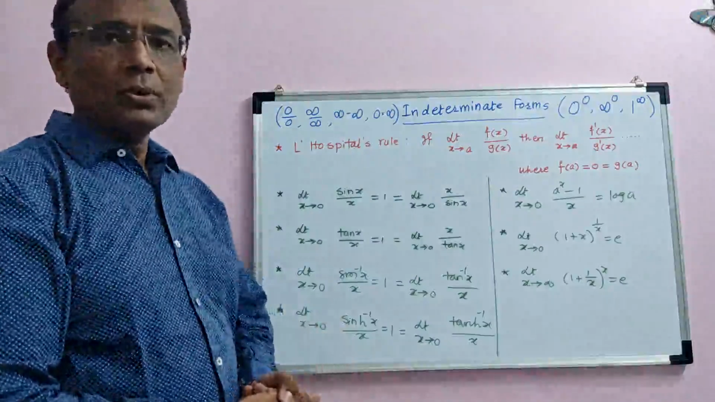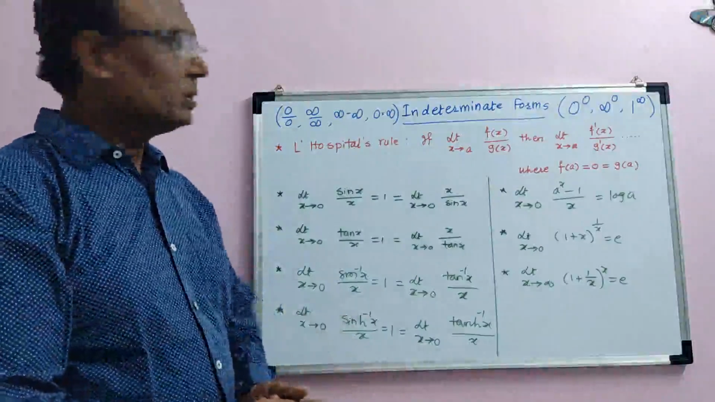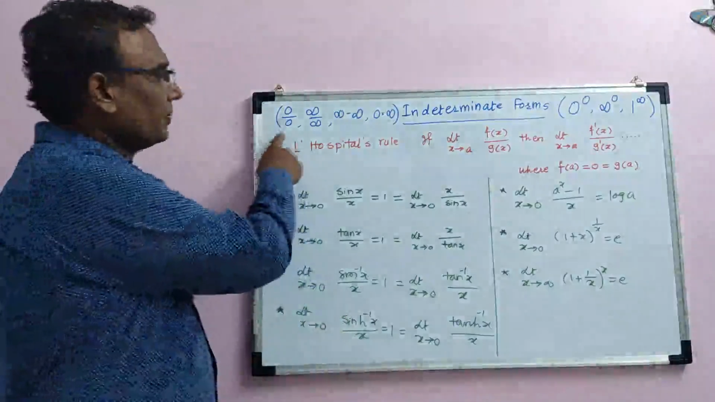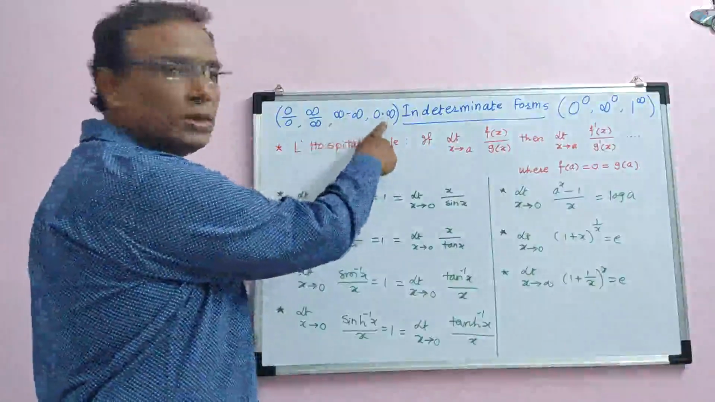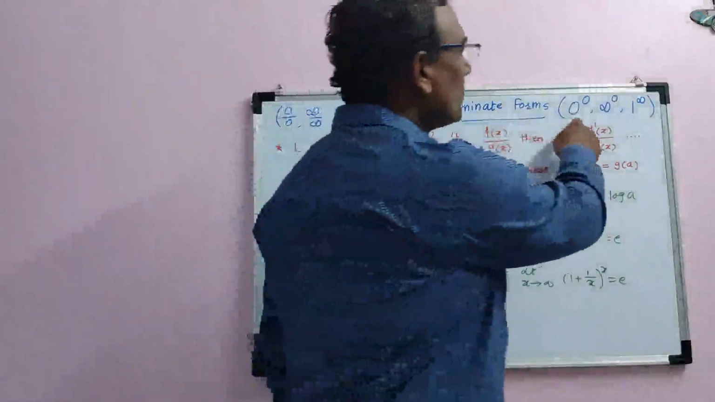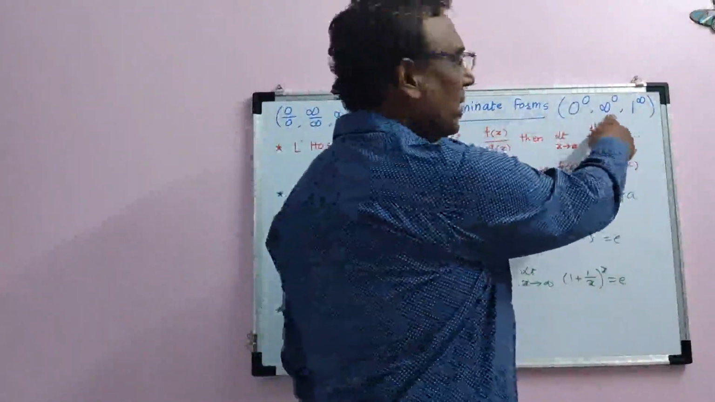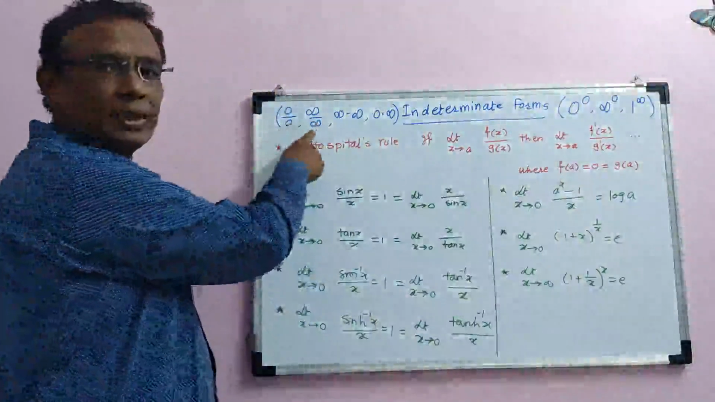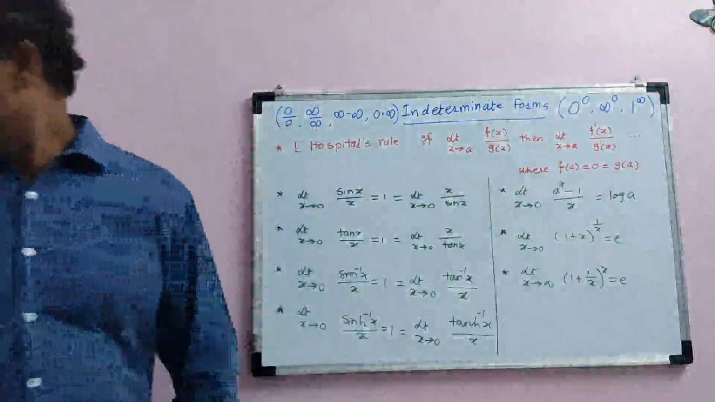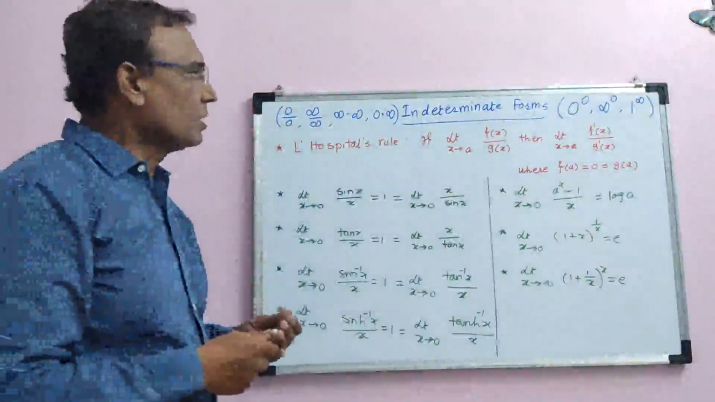As all of you know, we have 7 indeterminate forms: 0 by 0, infinity by infinity, infinity minus infinity, 0 into infinity, 0 raised to 0, infinity raised to 0 and 1 raised to infinity. 0 by 0 and infinity by infinity are the basic forms.